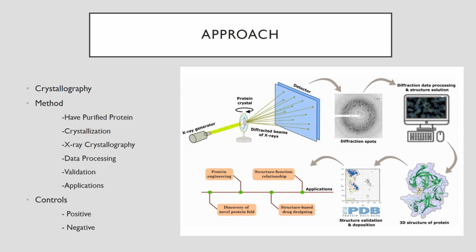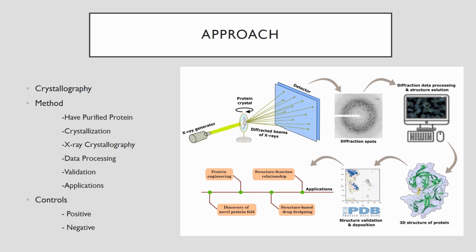So there are a few methods of crystallography, and for this presentation I will be discussing X-ray crystallography specifically. This brings us to the approach. Crystallography is a method used to essentially see what the protein of interest actually looks like. Crystallography focuses on the 3D structure of proteins by using high-quality protein crystals and analyzing diffraction patterns.